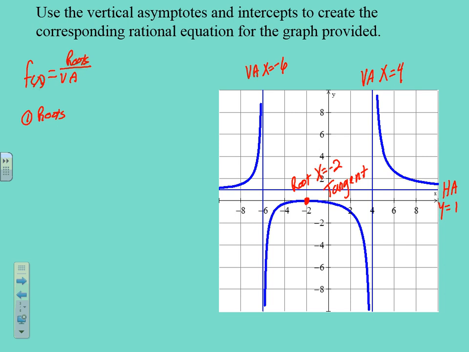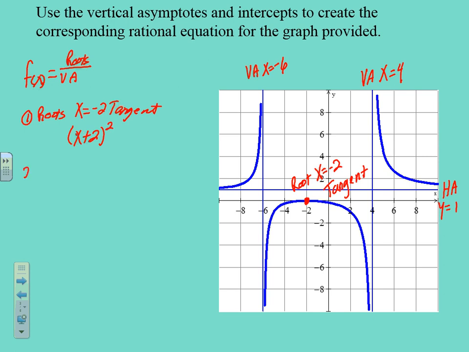So I have my roots here. I have a root at x is equal to -2, and it's tangent to the x-axis because it just bounces off of it. So the factor that would give me the root of x is equal to -2 would be x plus 2, and because it is tangent, it must have a multiplicity of 2.